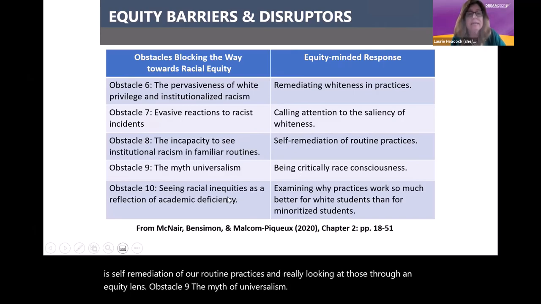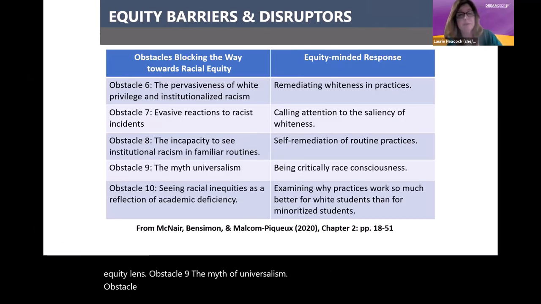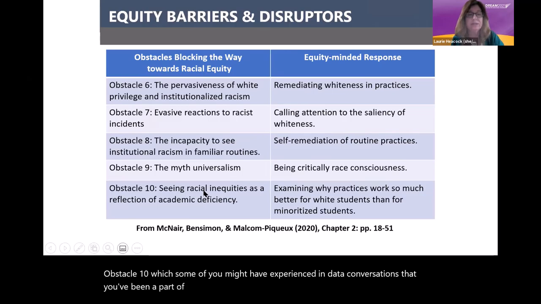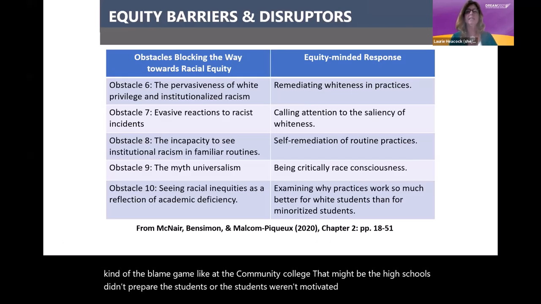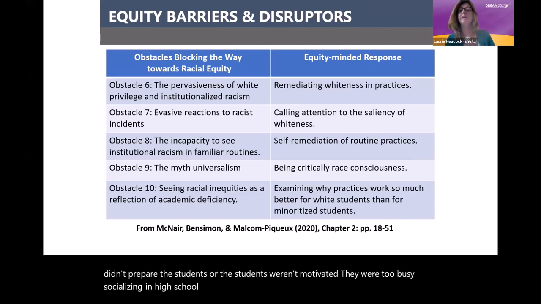Obstacle 10, which some of you might have experienced in data conversations that you've been a part of, is seeing racial inequities as a reflection of academic deficiency, or the blame game. Like at the community college, it might be that the high schools didn't prepare the students, or the students weren't motivated, they were too busy socializing in high school, or the students are unprepared, right? It's a lot of not taking institutional responsibility.